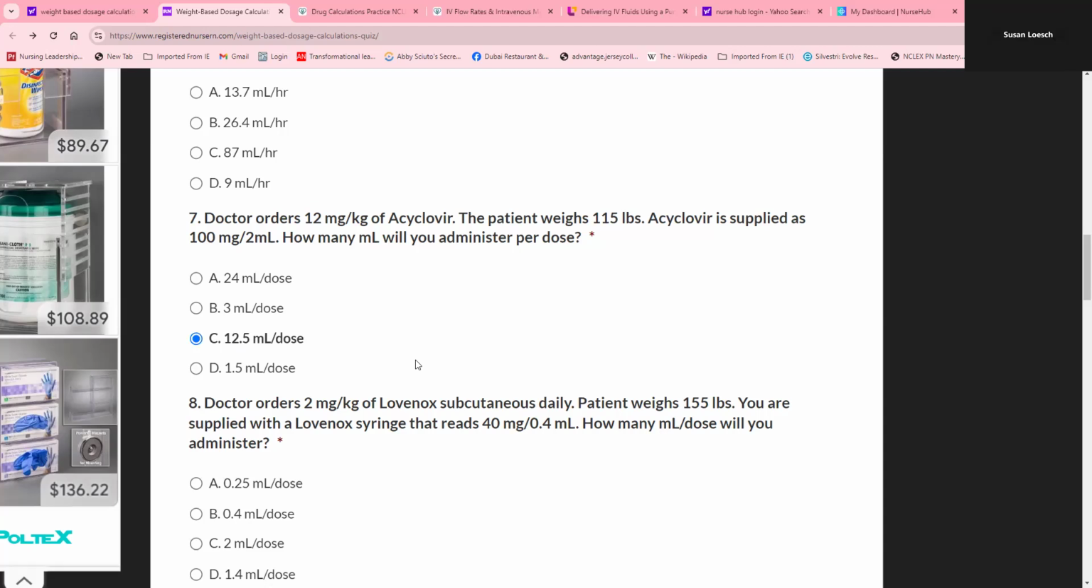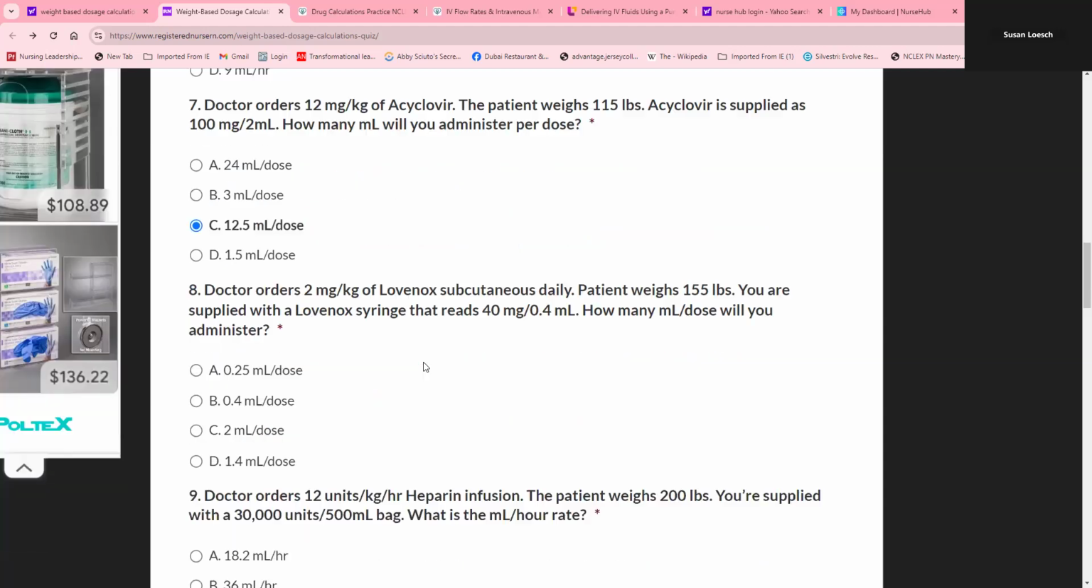It's not hard. It's steps. Look at the next one. Now, the next one, first thing I want you to do is just calculate how many milligrams you are going to give this client. So what are you starting with?